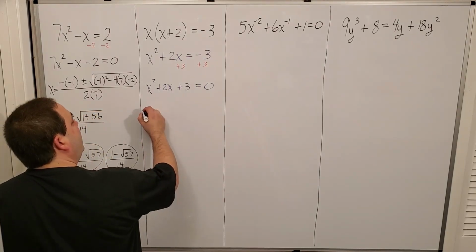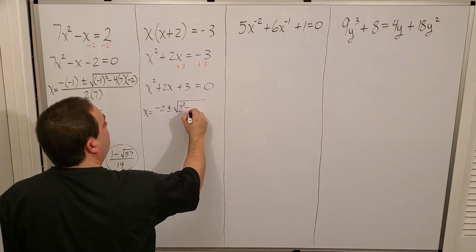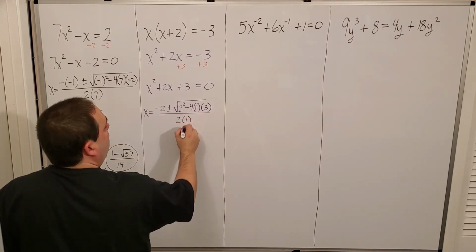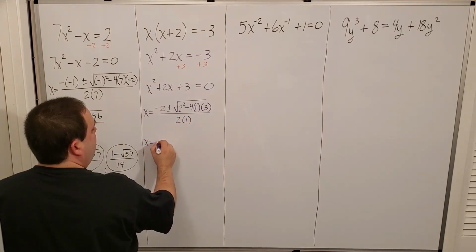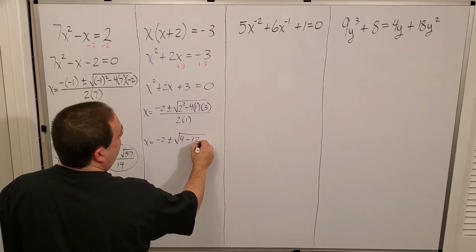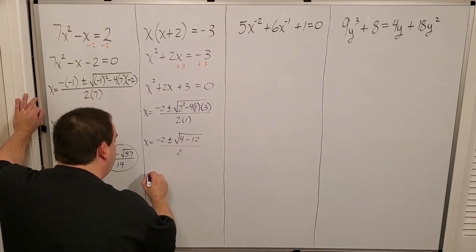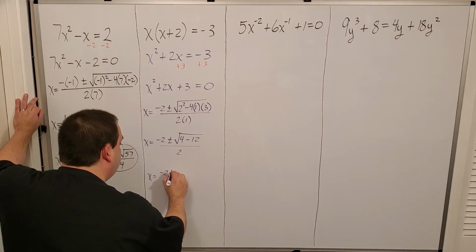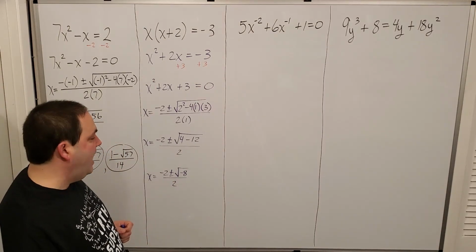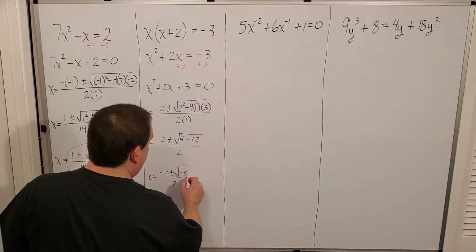So then I'll have x is equal to negative 2 plus or minus the square root of 2 squared minus 4 times 1 times 3, all over 2 times 1. So then I have x is equal to negative 2 plus or minus the square root of 4 minus 12, all over 2. 4 minus 12 being negative 8, of course, makes this a completely different type of answer altogether. The square root of negative 8, we need to remember how to handle the simplification of that.